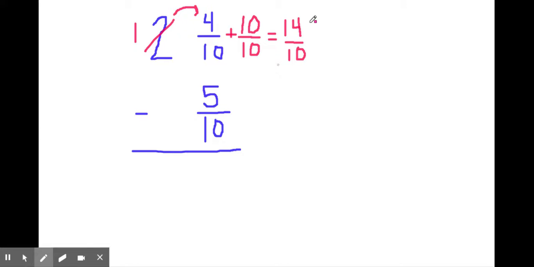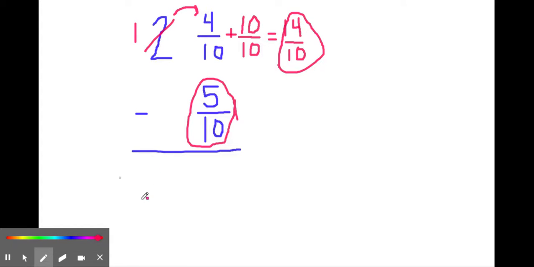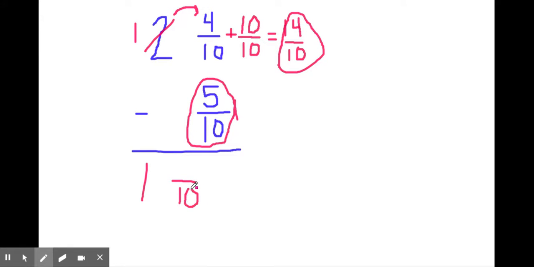So we're going to subtract 1 and 14/10 minus 5/10. We're going to bring our 1 down, and then we're going to subtract 5 from 14. And we already know we have the same denominator of 10. And our answer is 1 and 9/10.